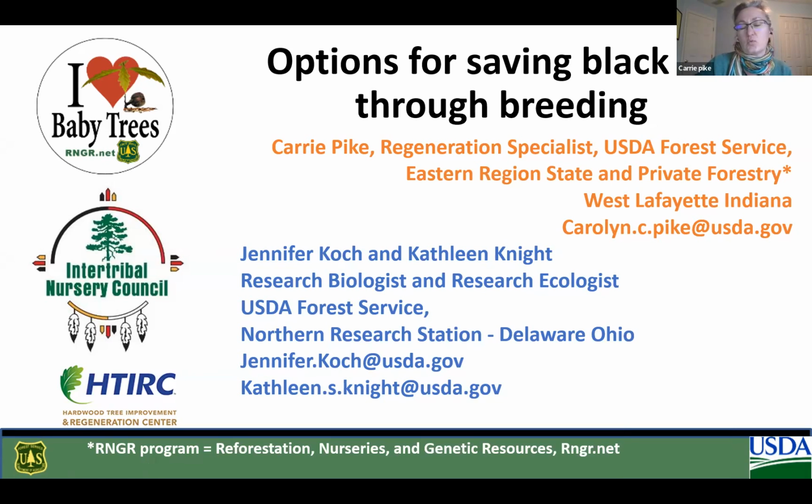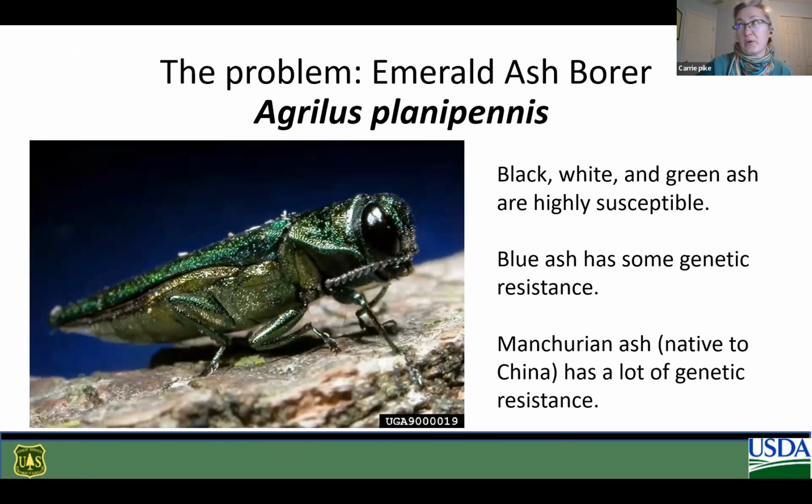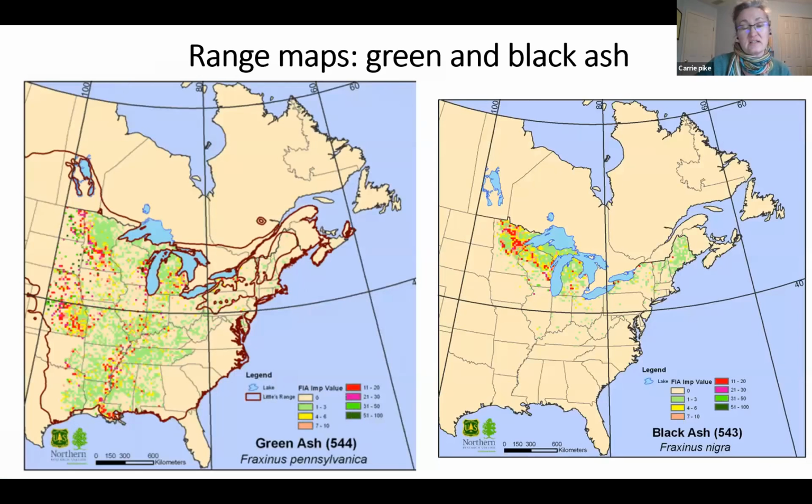My program is the RINGER program. It stands for Reforestation, Nursery, and Genetic Resources. Our website is ringer.net. So the problem that you're familiar with is emerald ash borer. As far as genetic resistance, black, white, and green ash are highly susceptible. Blue ash has some genetic resistance, and Manchurian ash, which is native to China, has a lot of genetic resistance.